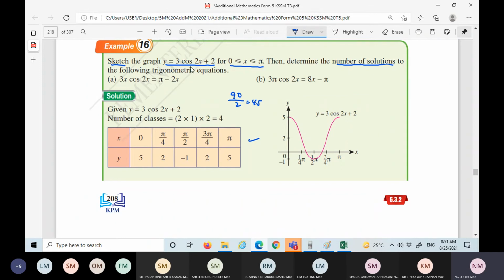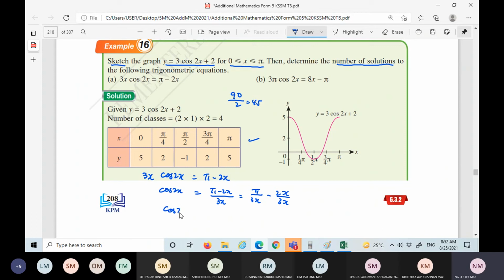For part A, I want to move this equation until I get 3 cos 2x plus 2 at one side. So now I start with this 3 cos 2x equals pi minus 2x. I look at this cos 2x first and I don't care about the other thing, so I remain the cos 2x. This one, I don't want the 3x, so move to this side and become divide. So this one means pi over 3x, 2x over 3x.